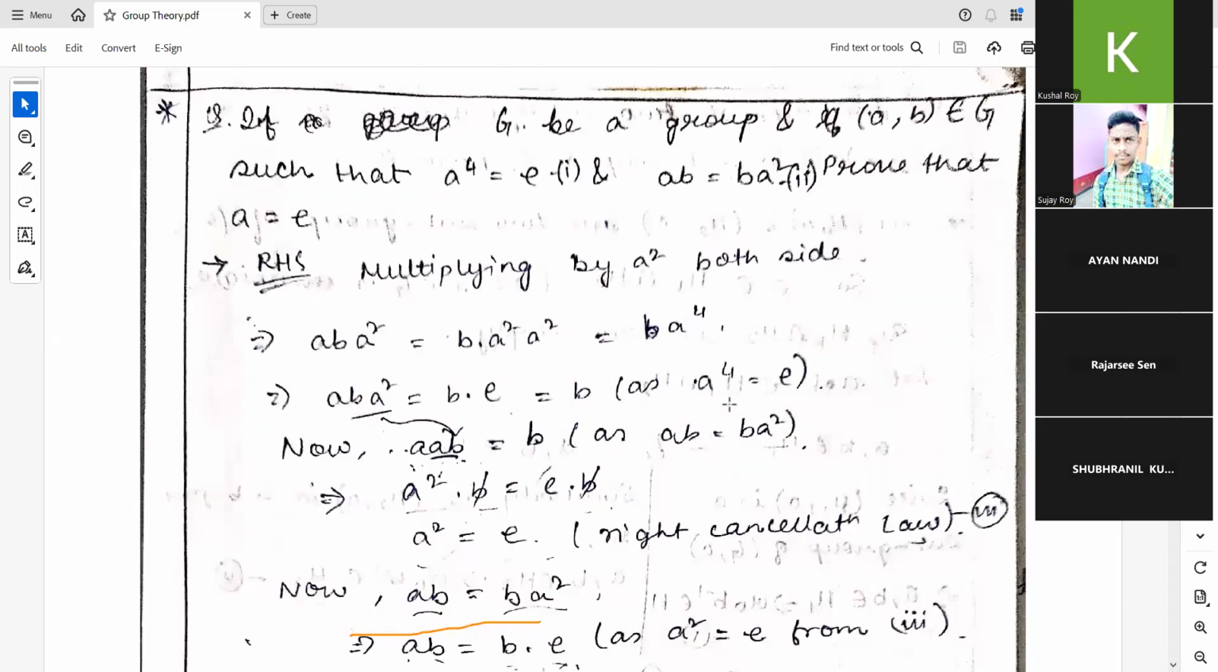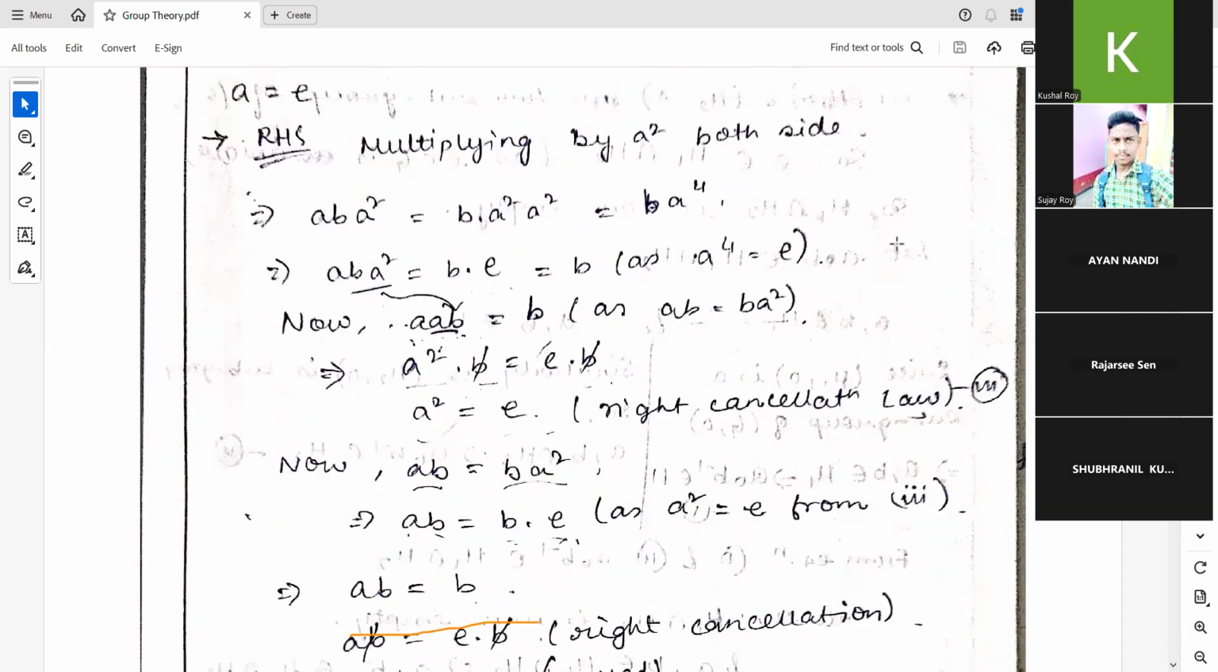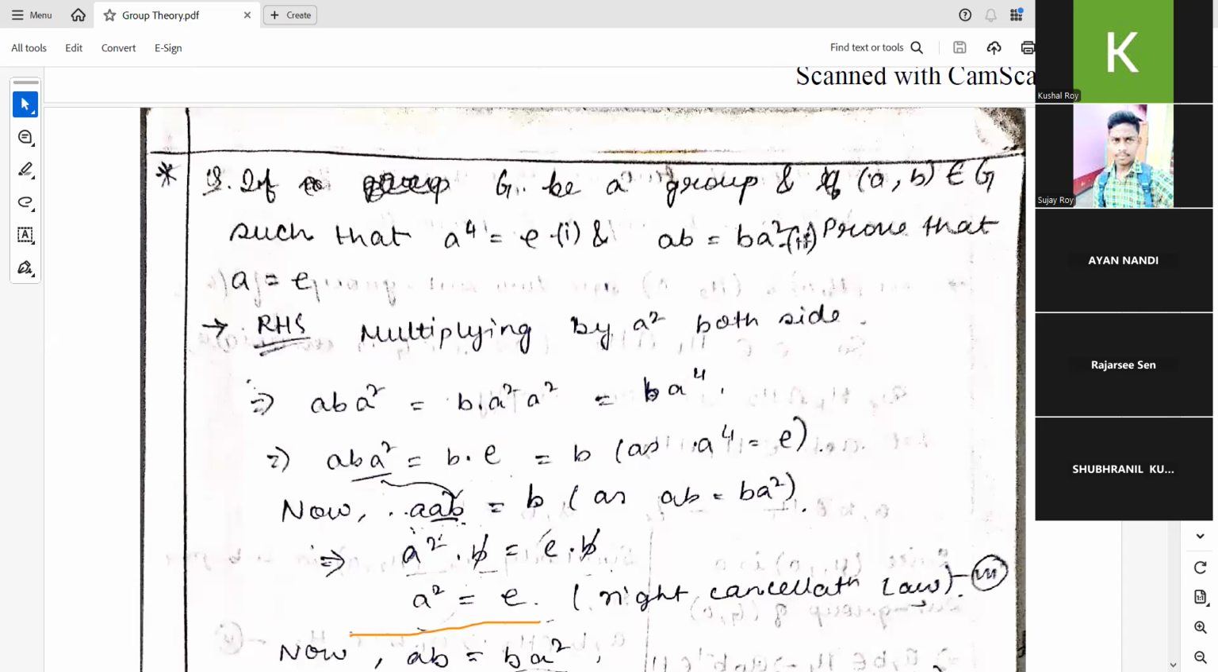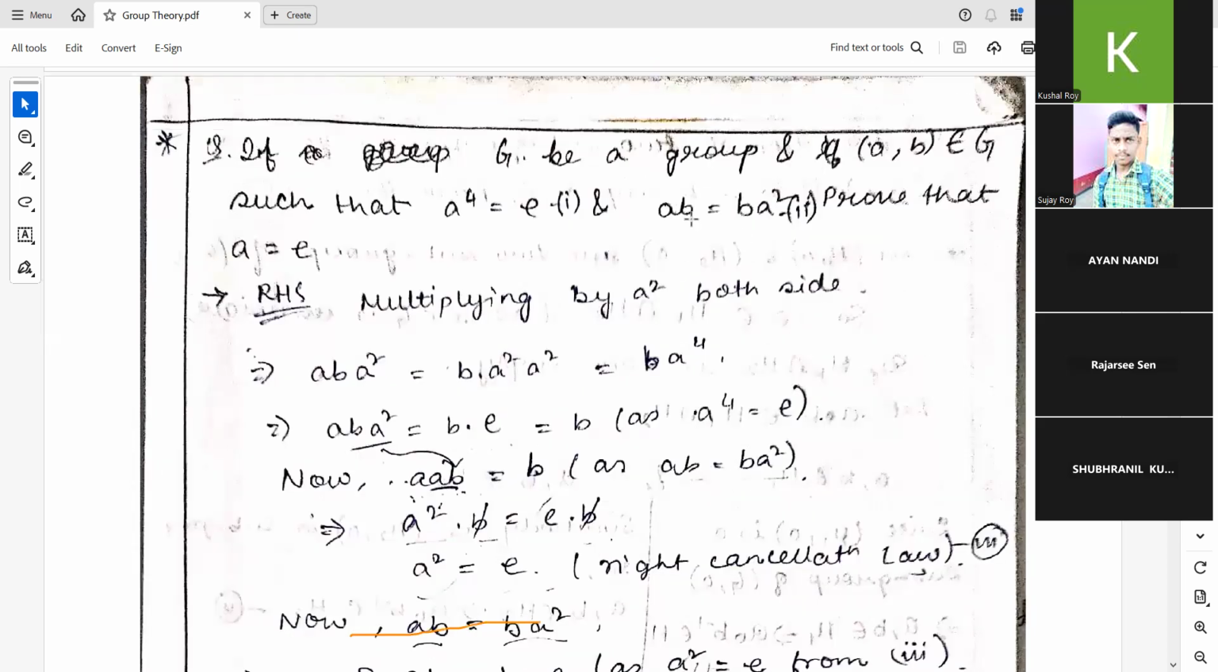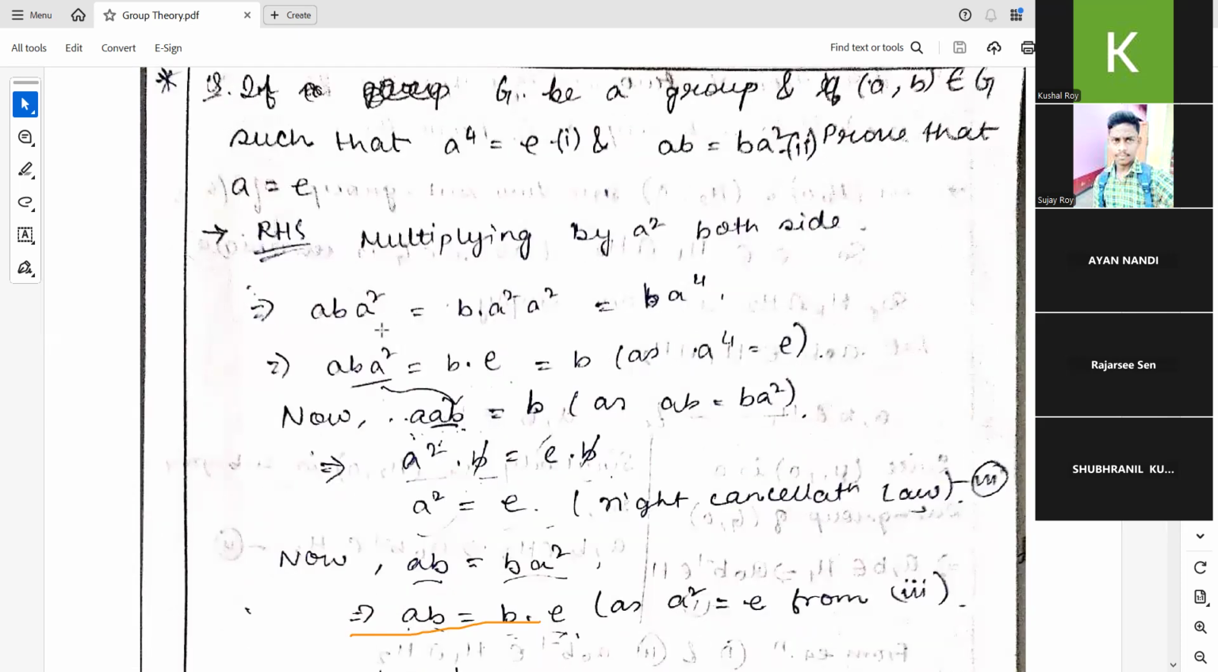Okay. So let us come to our next problem. If G is a group and a, b belong to G such that a to the power 4 is identity and ab equals b square, we have to prove that a equals the identity element. Okay. So ab is equal to b square. So actually, if we multiply a square on both sides, in that case a b a square will be b a square a square.